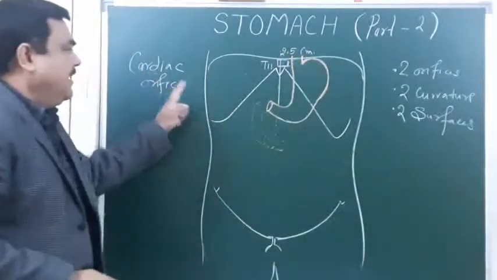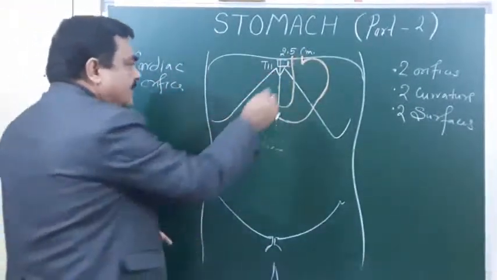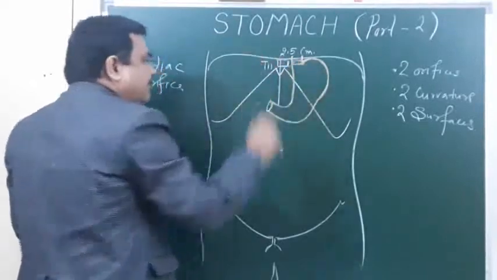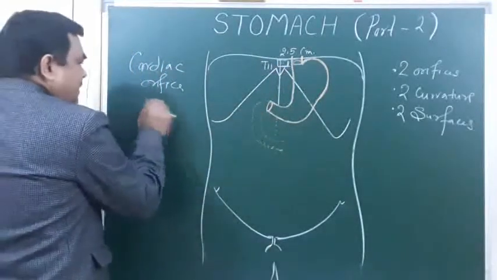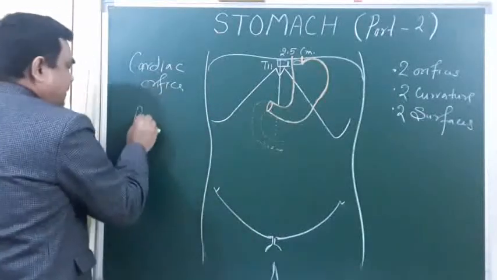This is the cardiac end, cardiac orifice here. This is the cardiac orifice. And another orifice is the pyloric orifice. This is the pyloric orifice.